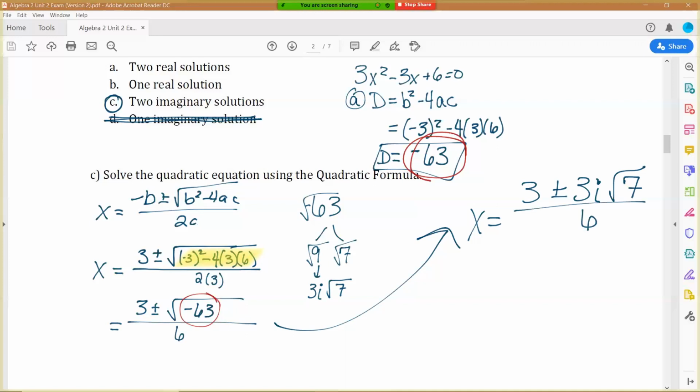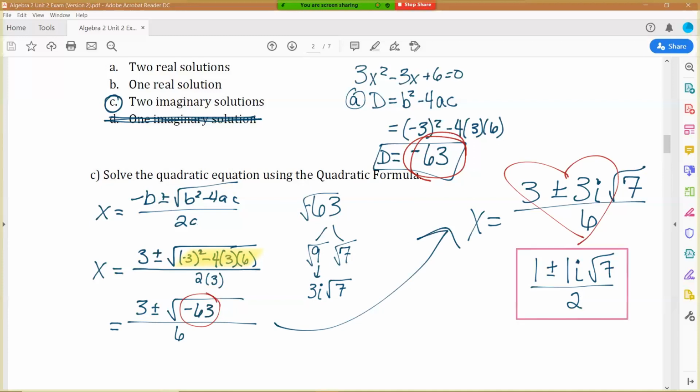There's one last thing you need to do. Yep, so we look at our fraction again. That 7 is protected by the square root. We can't touch it. So we're going to just reduce these three numbers. 3, 3, and 6 are all divisible by 3. So 1 plus or minus 1i square root 7 divided by 2. The 1 in front of the i is not necessary. Final answer.